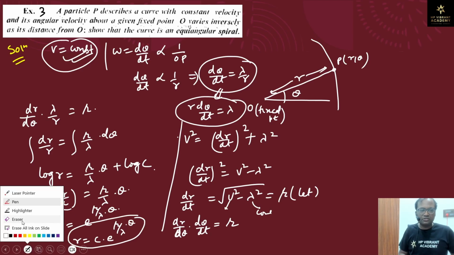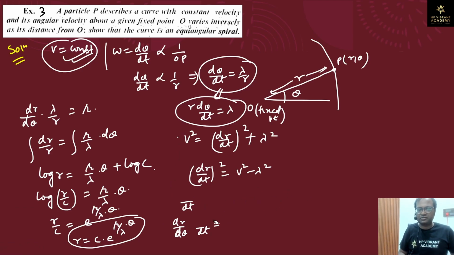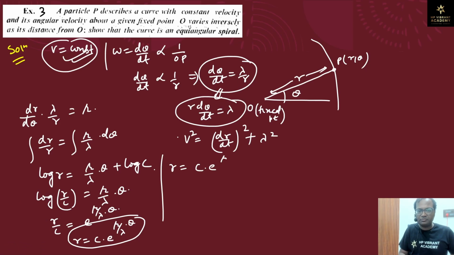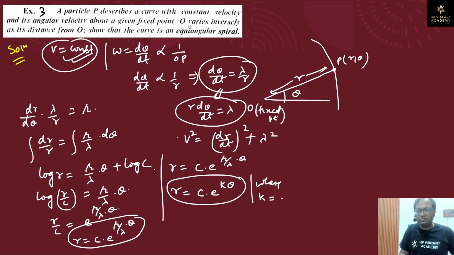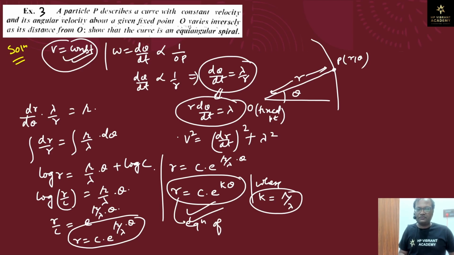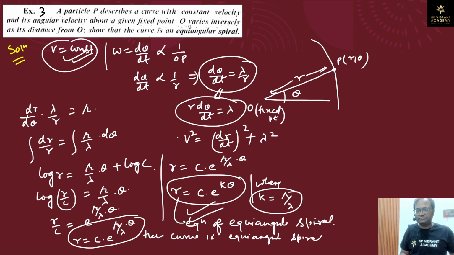So let us put some assumptions. We have r is equal to c into e to the power (μ/λ) into θ. This is equal to r is equal to c into e to the power kθ, where k is equal to μ/λ. So this is the equation of an equiangular spiral. Hence the curve is an equiangular spiral.